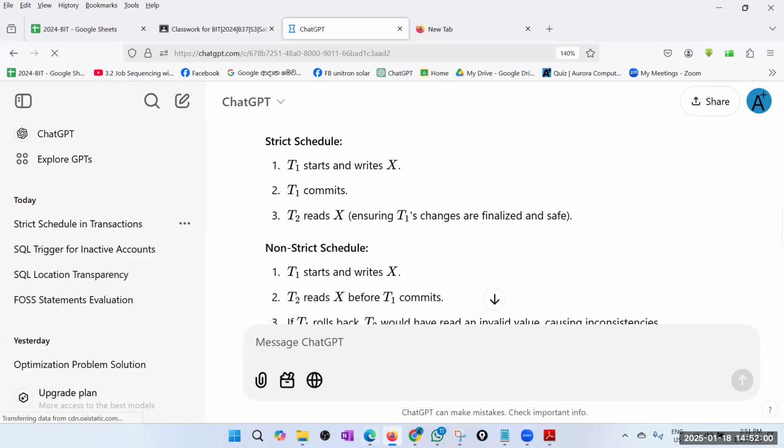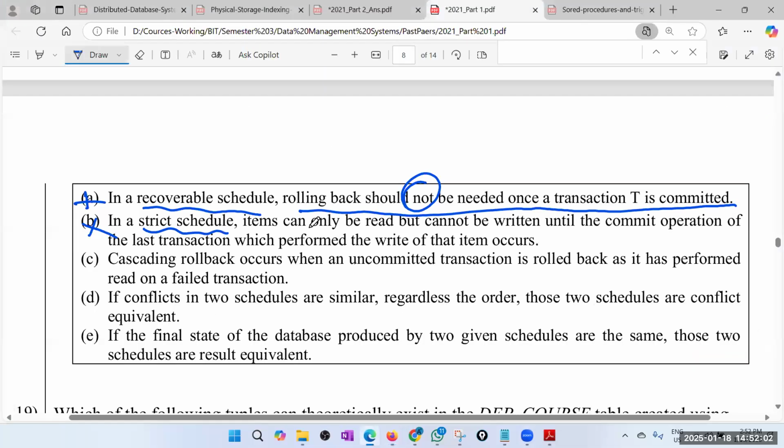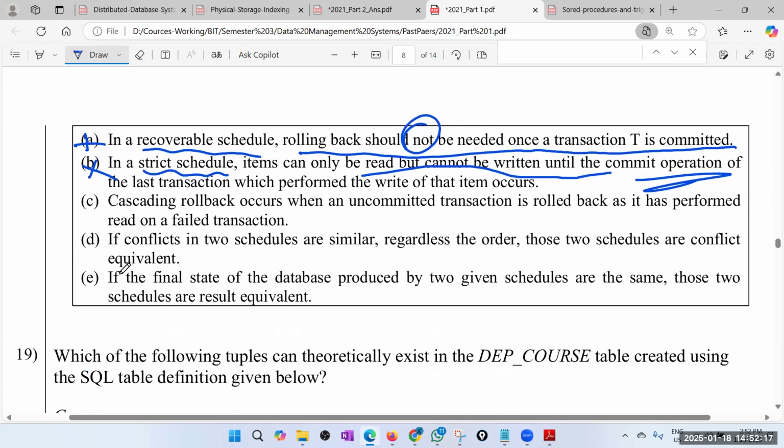So now can we see whether there's a connection between that? Strict schedule can only read but cannot be written. No, both read and write must be done from committed. So here it says only read. No, strict schedule means you don't read or write uncommitted data. So I'll say B is wrong. B is wrong.